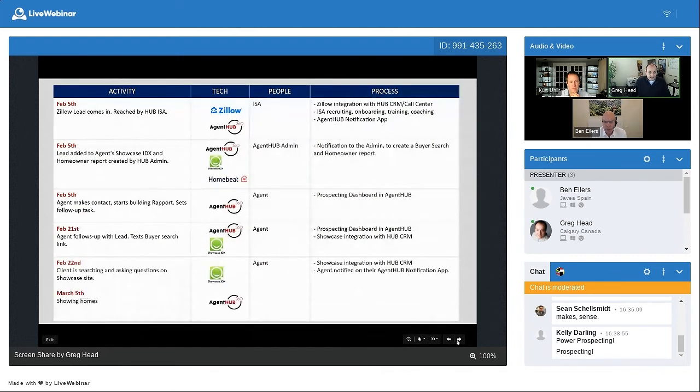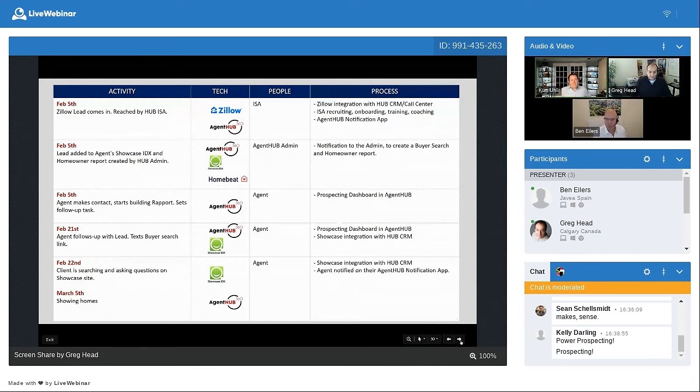The next day, February 22nd, that lead is now engaging. They're on the Showcase site. They're asking questions. Hey, can I see this home? Or does this home have a basement? I don't know what the questions actually were, but they're engaging. Now they're not on Zillow. They're on Showcase, which means that agent, as Kurt said, is less likely to lose that lead to somebody else.